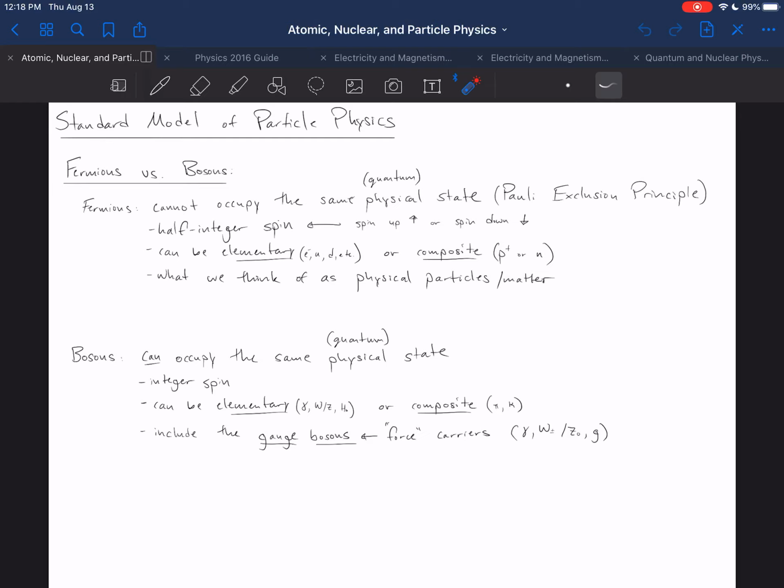So fermions can be both, depending on the situation, but most importantly, fermions cannot occupy the same physical, read quantum here, so the same physical state. They obey what's known as the Pauli exclusion principle. And most particles that we're familiar with, although not all, are fermions. They cannot physically be in the same state.